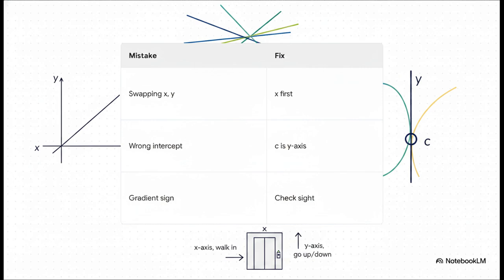Always remember the elevator trick. You have to walk straight into the elevator, that's your horizontal movement on the x-axis, before you can actually go up or down the shaft on the y-axis. Getting that mixed up is such a preventable trap.